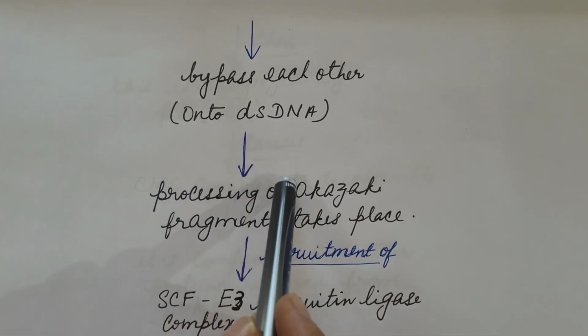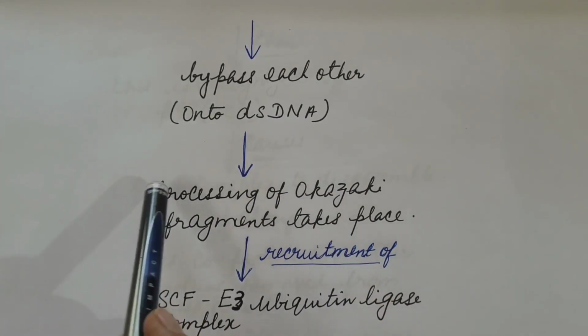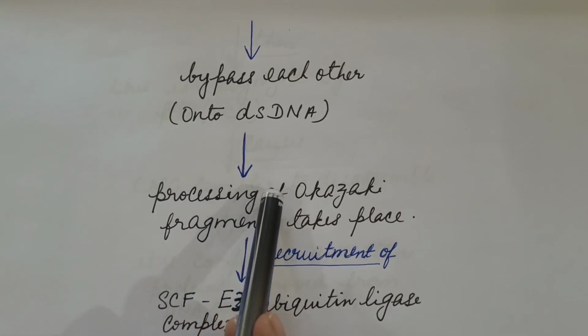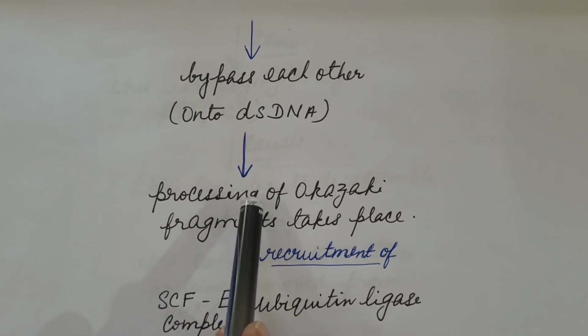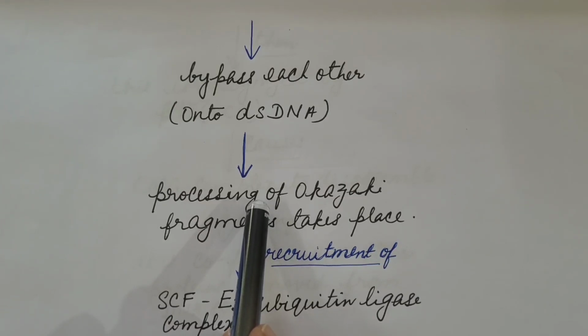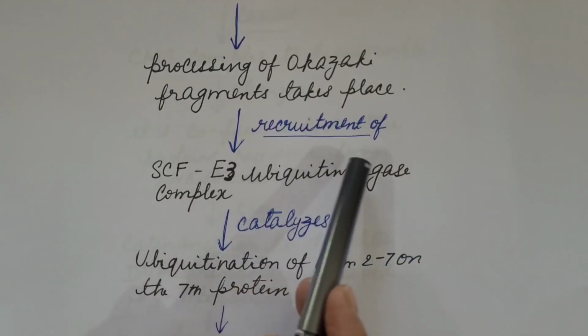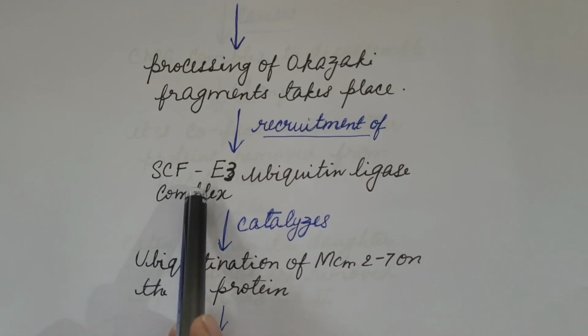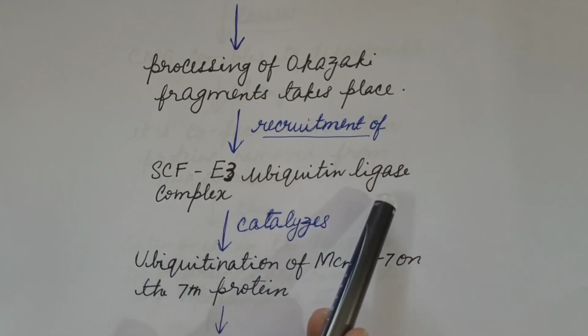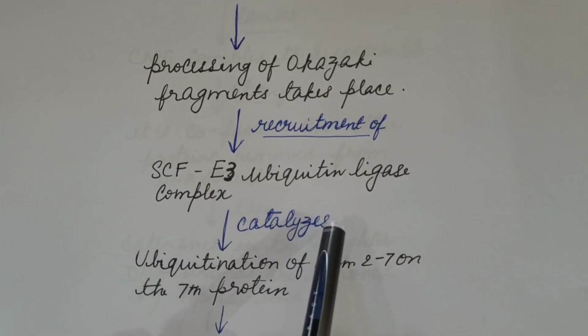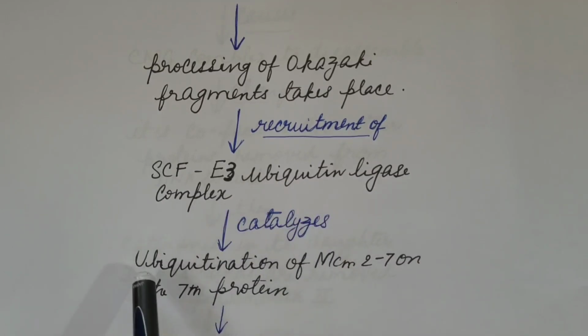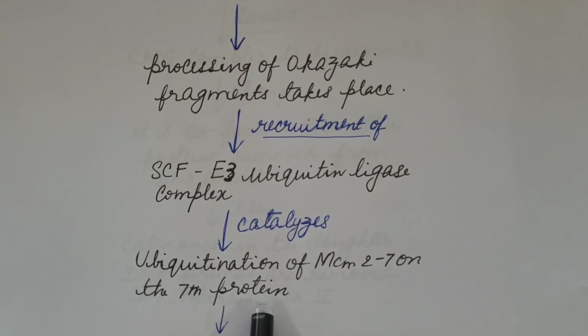This is followed by the processing of Okazaki fragments, meaning removal of the RNA primer and replacement with a stretch of DNA. This we will discuss in detail in a separate video, removal and replacement of RNA primer. This is followed by recruitment of the SCF E3 ubiquitin ligase complex. This SCF catalyzes the ubiquitination of MCM2-7 on the 7th protein.